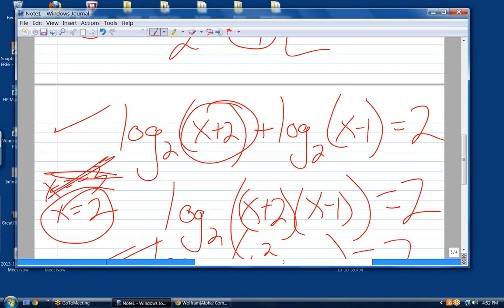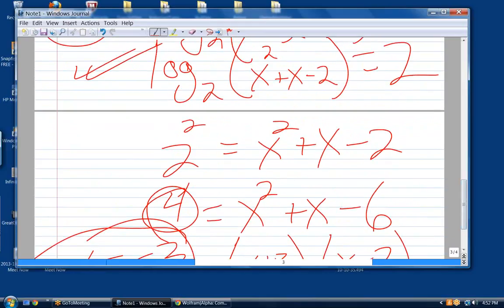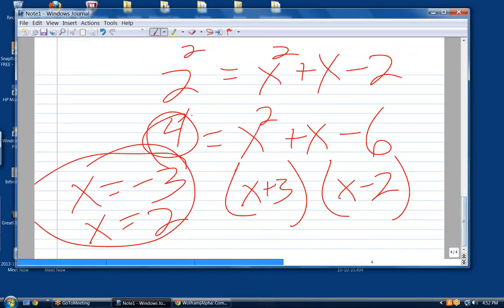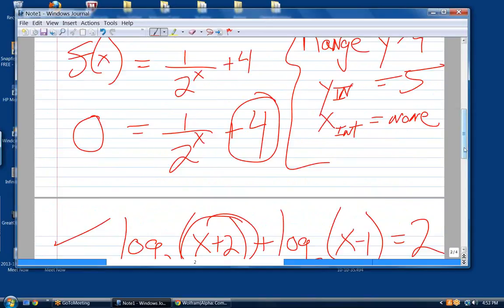How did you get negative 3 and 2? By factoring that final thing. In other words, we had the log base 2 of this quadratic equals 2. So then I said 2 squared equals the quadratic. Okay. Subtracted 4 from both sides, so I got 0 equals x squared plus x minus 6 equals x plus 3 times x minus 2. Gives me these two solutions. But this one is bogus because it violates the domain. So the only solution is x equals 2.